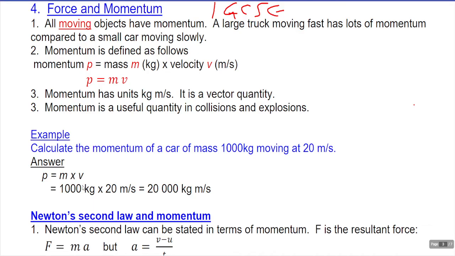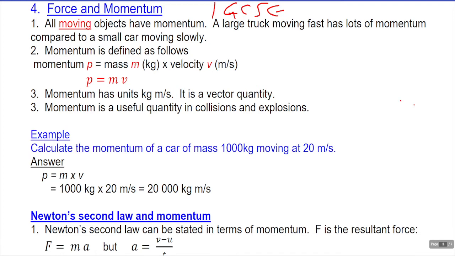Now here I'm going to be looking at the IGCSE physics syllabus and looking at momentum in particular. All moving objects have momentum. A large truck moving fast has lots of momentum as compared to a slow moving car.